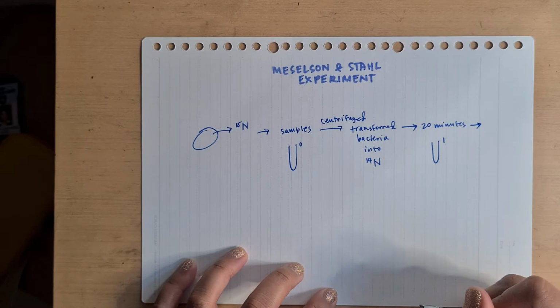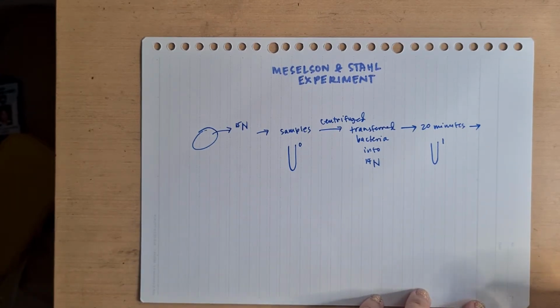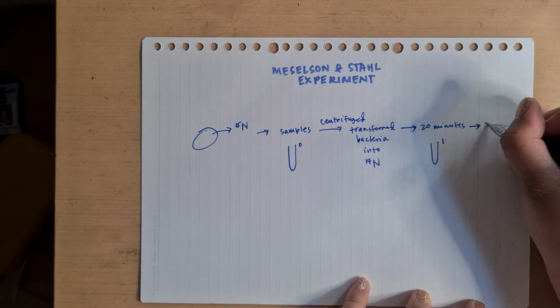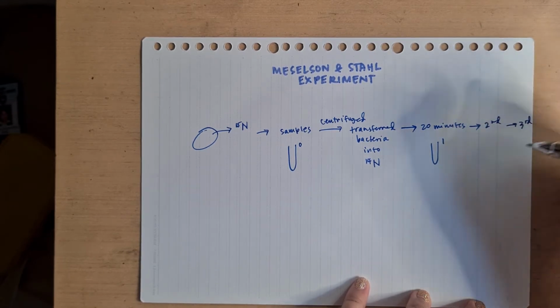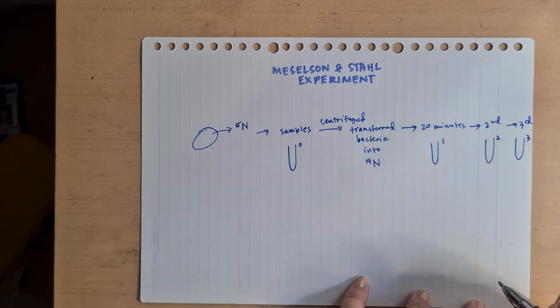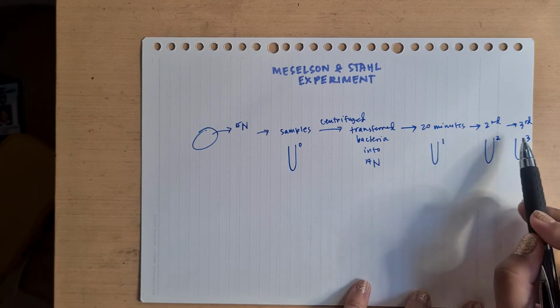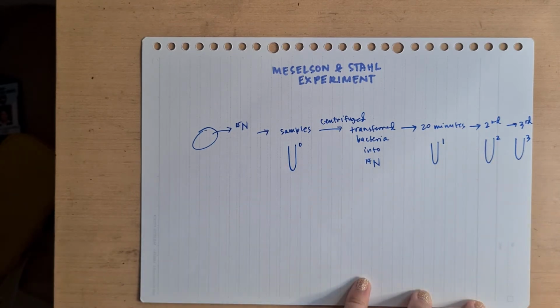After that, this bacteria was allowed to reproduce again for the second time and the third time. Those are the second generation and the third generation respectively. In each of the first, second, and third generations, they still took a sample of the DNA and checked it. Then they centrifuged it.